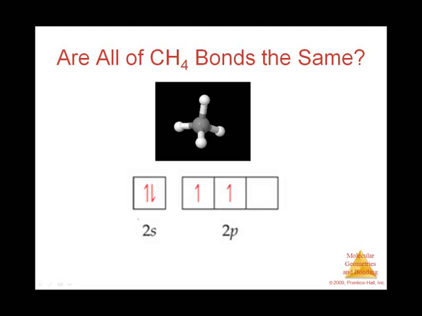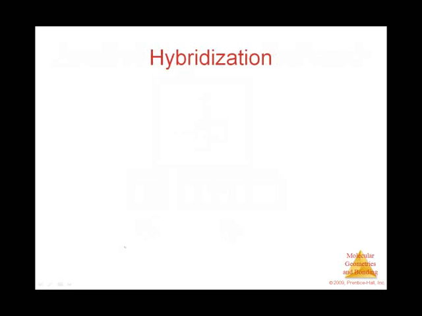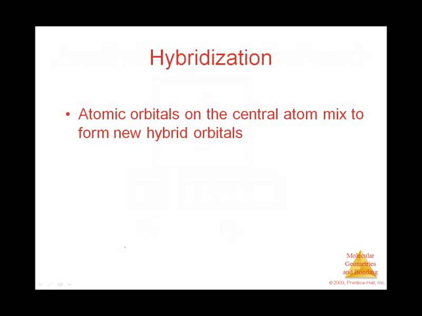There are 4 valence electrons. 2 of them are s electrons, and 2 of them are p electrons. Now, if in fact I have s and p electrons, wouldn't something about these bonds be different? An s-type and a p-type that combines with the s from the hydrogen. And in fact, these are all the same. And so in order to explain why they're all the same, why they're all the same shape, the same thing happening, we use this concept called hybridization. And hybridization is where atomic orbitals on the central atom mix to form new hybrid or mixed orbitals.